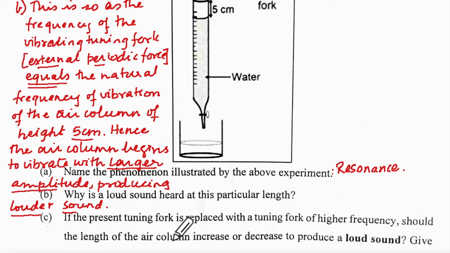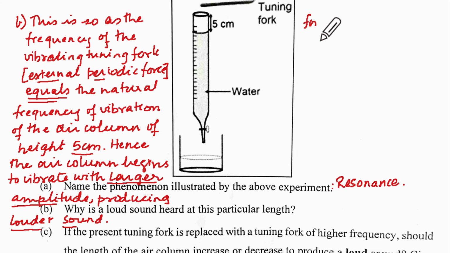Now, if the present tuning fork is replaced with a tuning fork of higher frequency, should the length of the air column increase or decrease to produce loud sound? The fork is going to have a higher frequency, correct? Which means the air column, which is a 5 centimeter, this is going to have a low frequency.